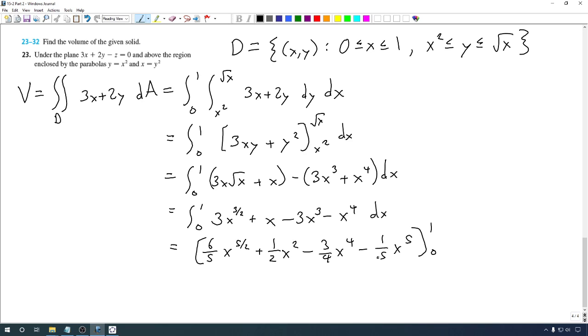Of course, plugging in 0 is just going to give us 0. So that part we don't really need to worry about. Really, we're just going to be plugging in 1. We get 6/5 plus 1/2 minus 3/4 minus 1/5. When we go ahead and put those together, in fact, the 6/5 and the minus 1/5 combine very nicely to give us a 1. 1 plus 1/2 minus 3/4 end up giving us a 3/4.